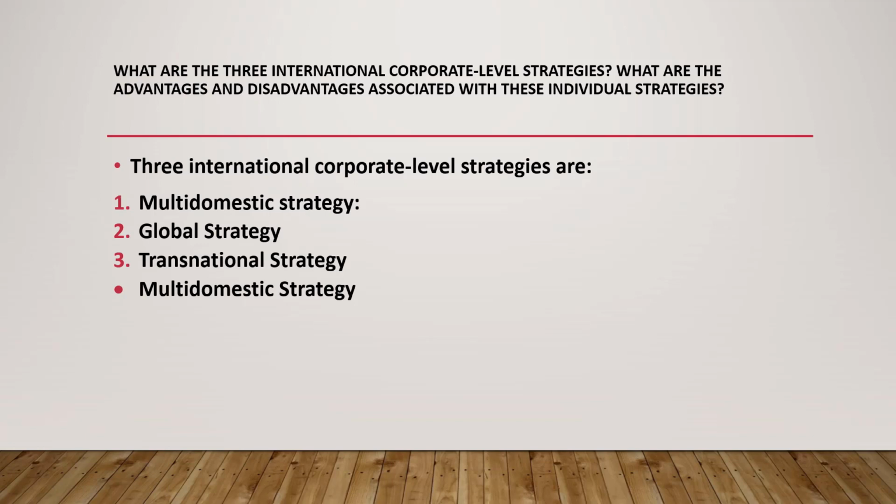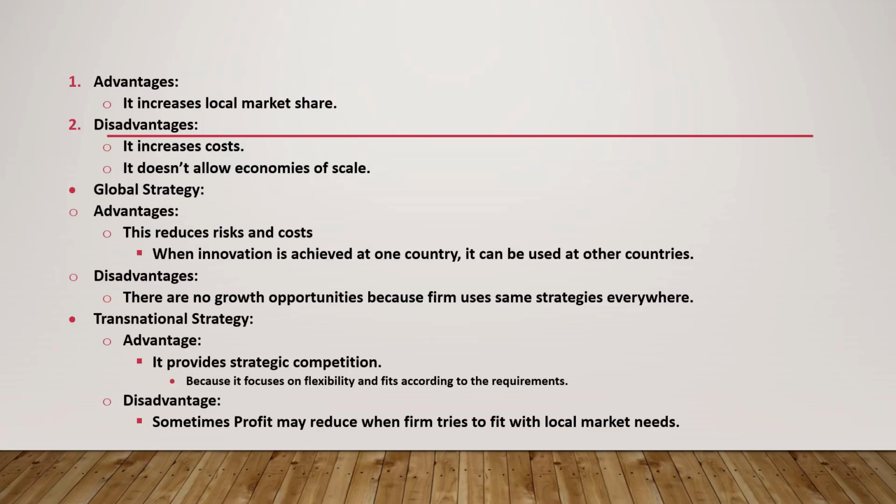Number 1, multi-domestic strategy. So the advantages are it increases local market share, and the disadvantage is it increases costs. It doesn't allow economies of scale. Global strategy. The advantages are this reduces risks and costs. Like when innovation is achieved in one country, it can be used in other countries. Disadvantages. There are no growth opportunities because the firm uses the same strategies everywhere.